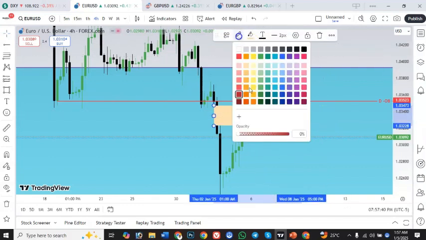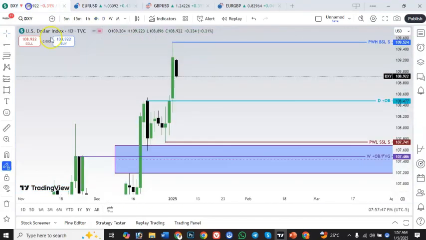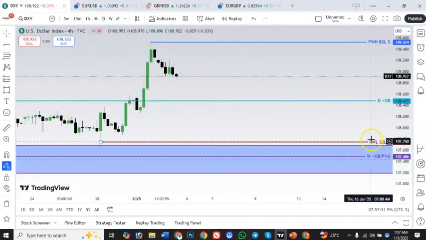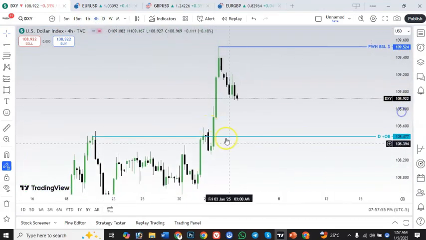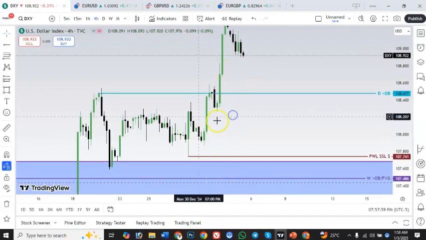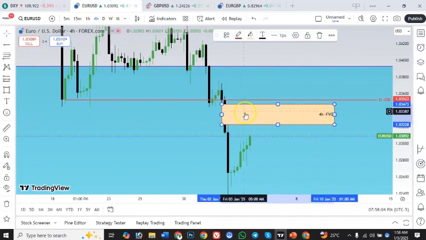Let me do it like this. Where is the 4 hour fair value gap on the DXY? Does it have it? Look, this is for our order block, but I'm not working with all this right now. Like I said, I'm just going to be watching how they will trade when it gets there. I will not trade, right?